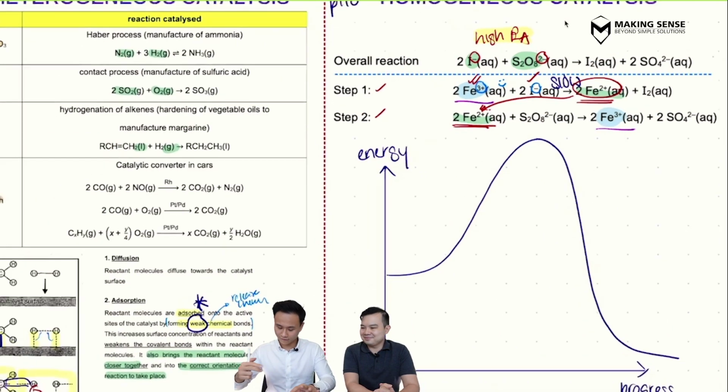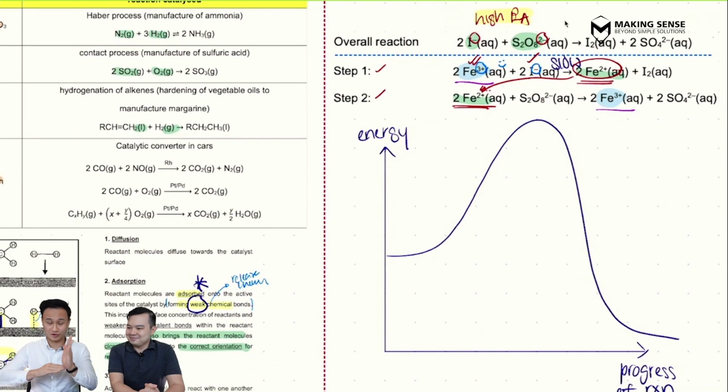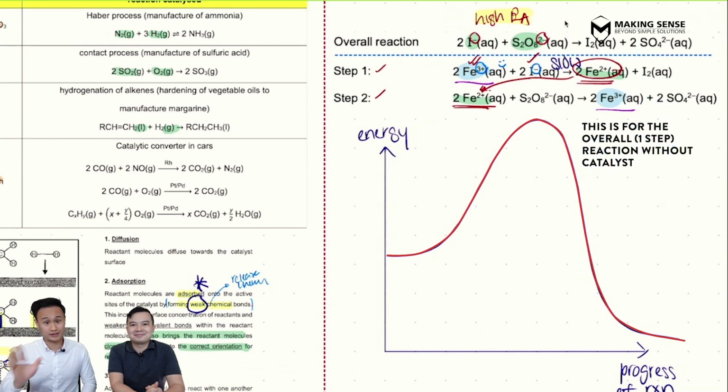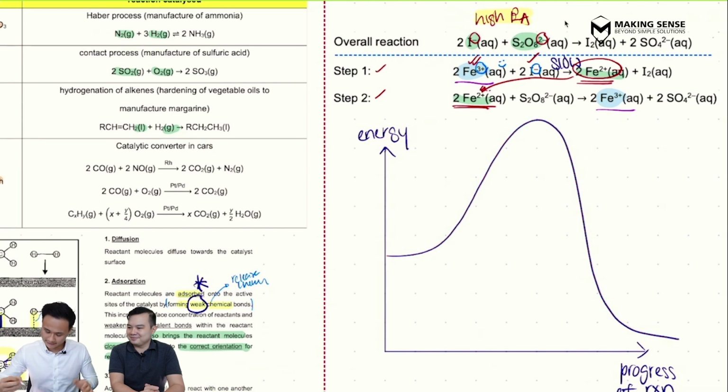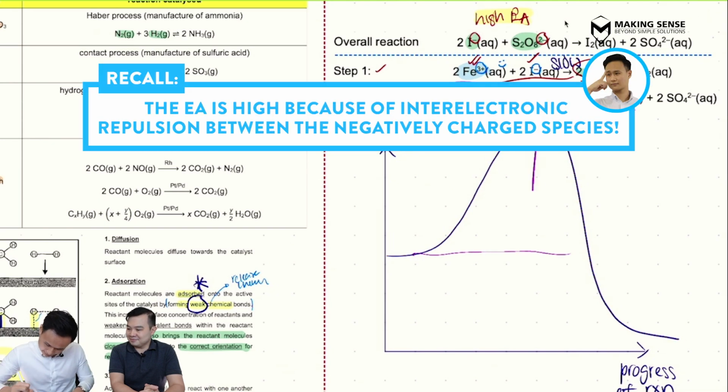So what we're going to do here with you is this. So I have this energy profile diagram, again, energy against progress of reaction. So this energy profile diagram is to simulate the overall reaction with no catalyst, let's assume first. And yes, like what Mr. Leong and I discussed, the EA will be ridiculously high. So I'm going to write here that the EA is for the uncatalyzed reaction.